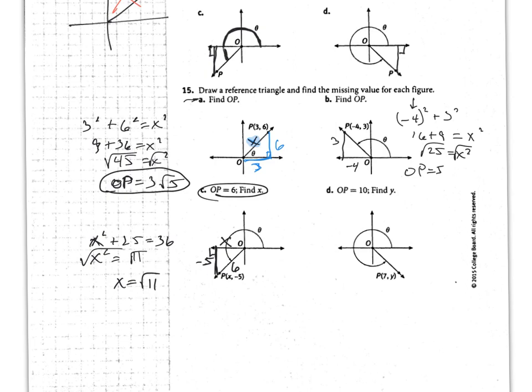Now they're telling us that OP is 10, so this point was over 7 and down y. So technically it's a negative number, but we're going to square it anyway, so we don't really care. And this, of course, is the 10. So 7 squared, which is 49, plus y squared is equal to 100. So y squared is equal to 51. 51's not prime, but it doesn't break down. Now, because this goes down, we know it's a negative value. So you're going to have to pay attention to that and make this a negative value. So y is equal to negative radical 51.